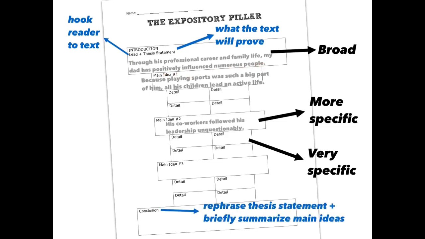In the conclusion, you will rephrase the thesis statement just to remind the reader of what you're talking about, and also briefly summarize the main ideas. Finally, you may choose to complete your text with an open statement that will let the reader reflect on the text that he's just read. That's it for the expository pillar.